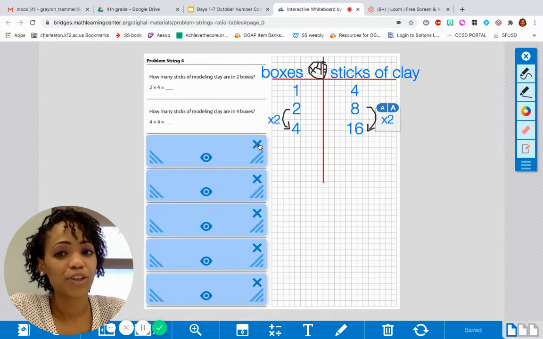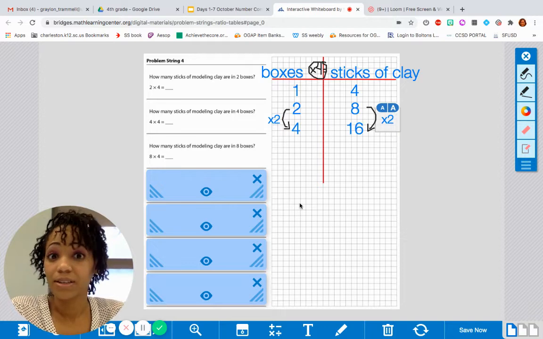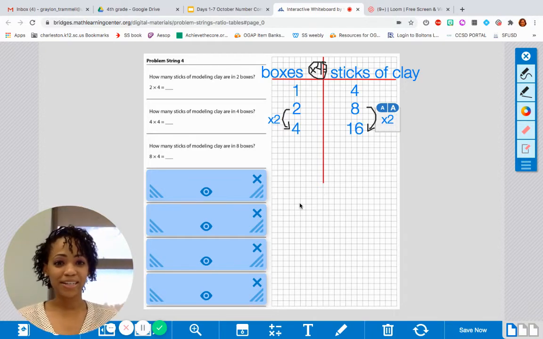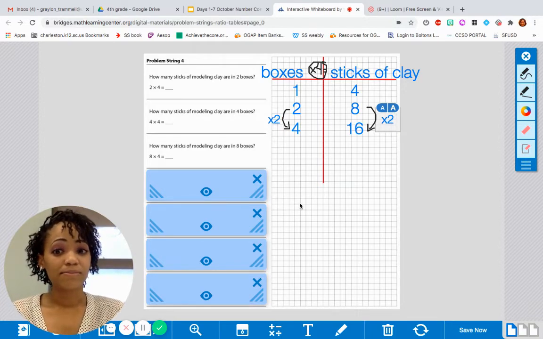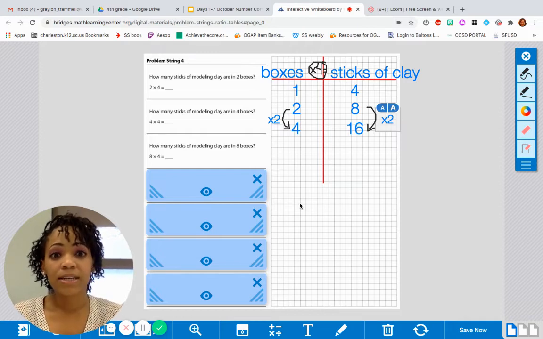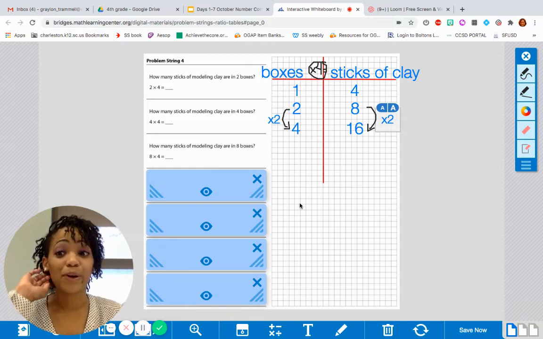Okay, so let me show you the next one. 8 times 4. Well, how many sticks are going to be in 8 boxes? I'll give you a second to think about it and work through it in your journal.